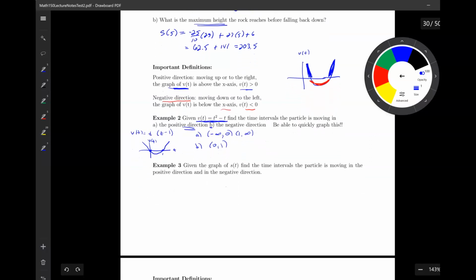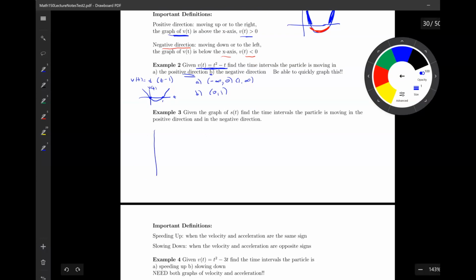Okay, oops, I forgot to draw the s of t in here. So let's do that. So let's go to 2 and 4 and 6. Okay, so when is this moving in the positive direction? And when is it moving in the negative direction? So this is the s of t, right? If I was to draw the velocity graph, I would want to find out when the slope is 0. So slope is 0 at 2, and slope is 0 at 4. And I drew a little flat spot at 6, but it didn't change direction.